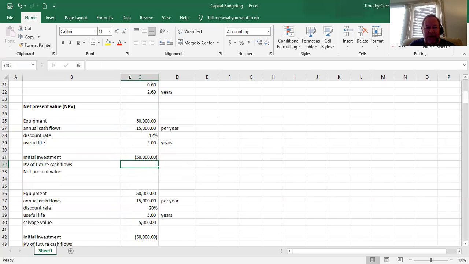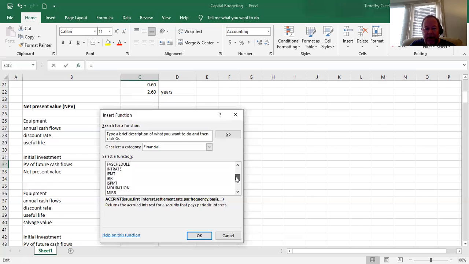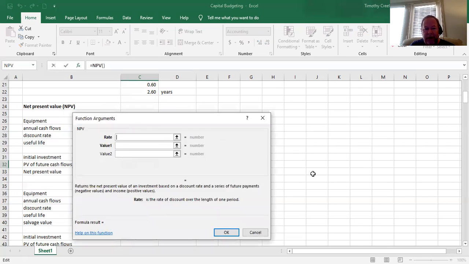The way that we're going to do this in Excel is you want to go up here to insert function. You want to click on it. And right here for category, you're going to go to financial. And then you're going to go down to NPV, which is right here, net present value, and click on it. The rate, this is the discount rate. So I'm going to put in 0.12. And then I'm going to put in all the values.